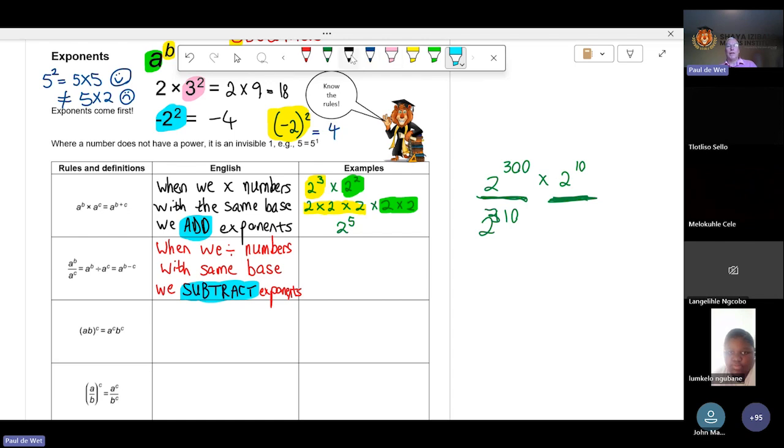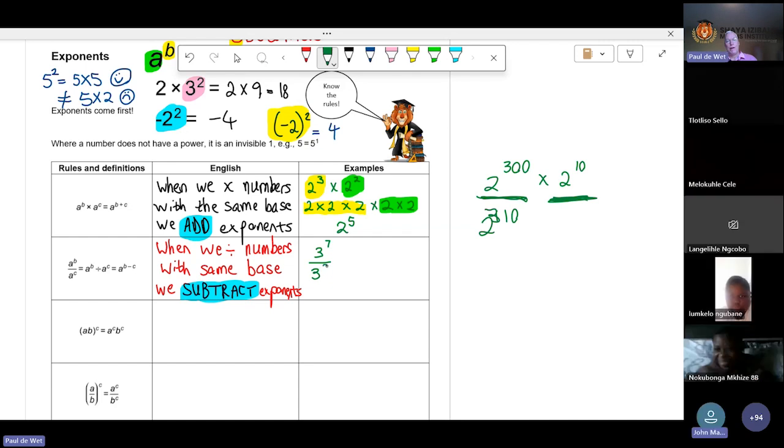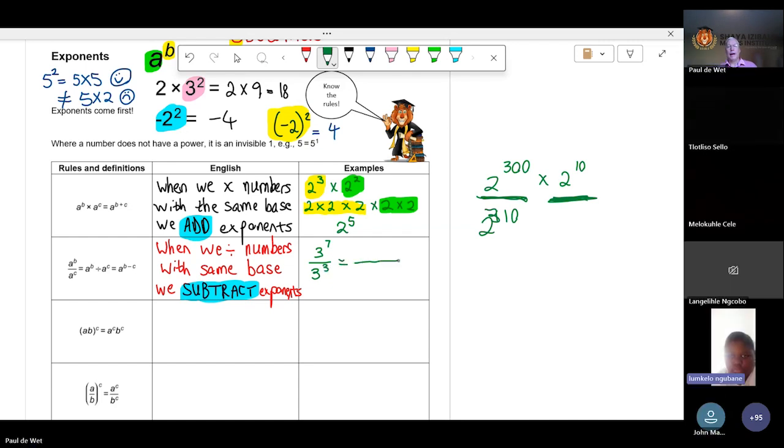Okay, so let's have a look at this. If we've got 3 to the power of 7, and we were to divide that by 3 to the power of 3. Who can tell me what does 3 to the power of 7 mean? It means 3 times by itself 7 times. 1, 2, 3, 4, 5, 6, 7. And 3 cubed means 3 times by itself 3 times.